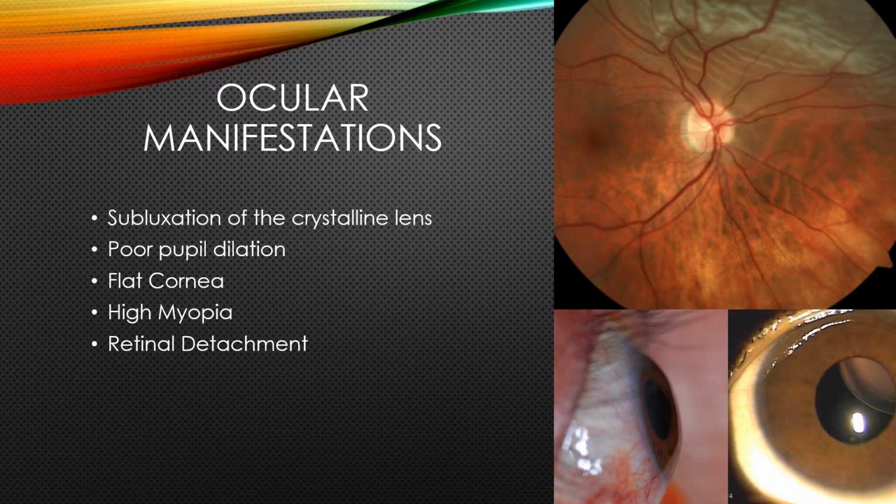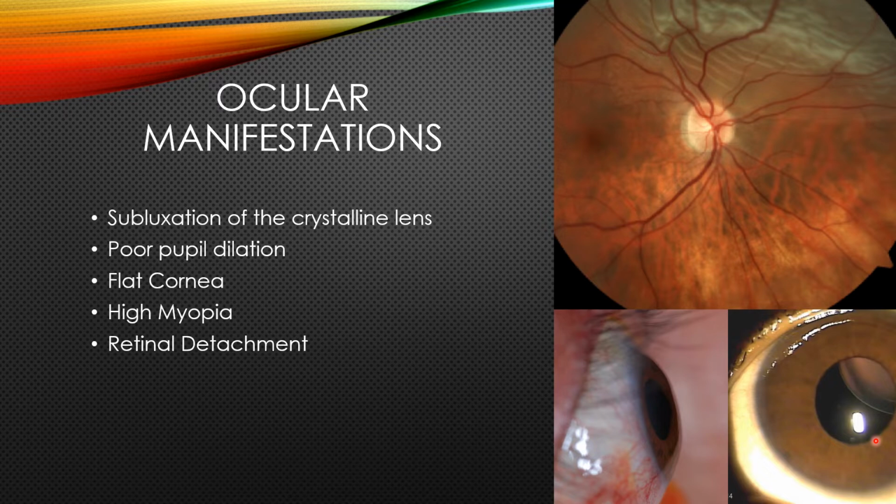So what are we going to see in the eyes of a patient with Marfan syndrome? The most common thing that we're going to see is subluxation of the crystalline lens, and that can be seen in this lower right-hand photograph here. The black space is actually the vitreous behind the eye, no light reflecting, and then this little circle that's sort of sunsetting away is that patient's crystalline lens.